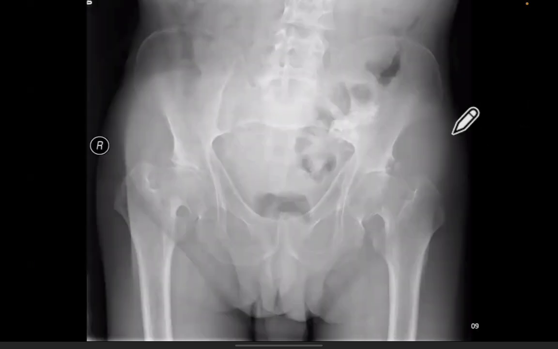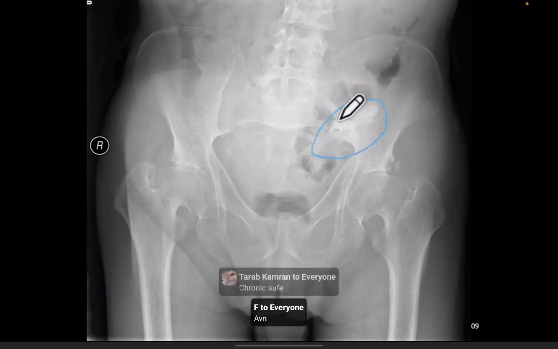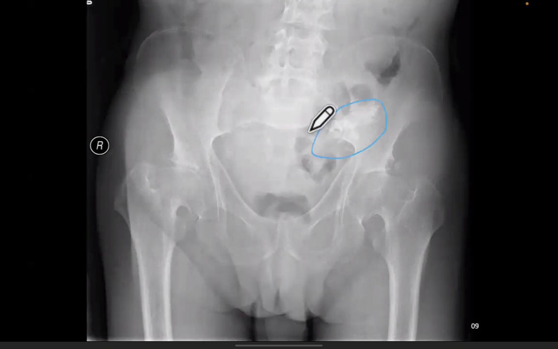Okay, what have we got here? Patient's got a limp. It's not fibrous dysplasia. So we've got SUFE, which is burnt out, and we've got a renal transplant, which has now rejected and calcified. So it's old bilateral SUFE and rejected renal transplant.